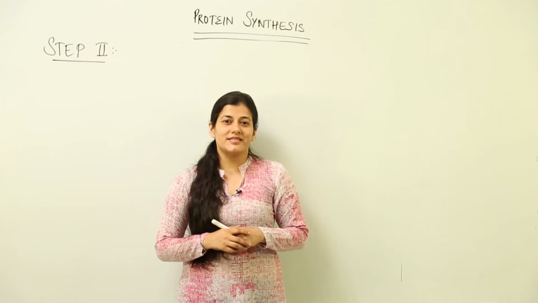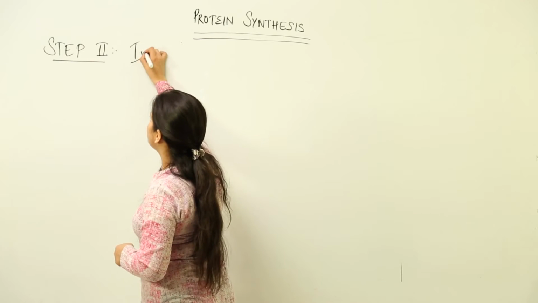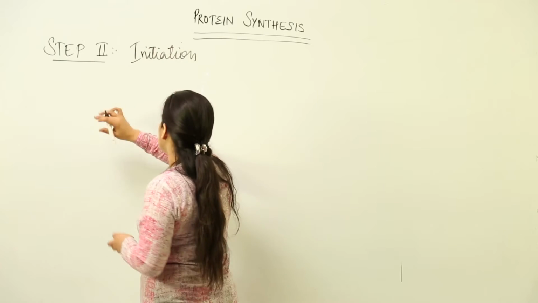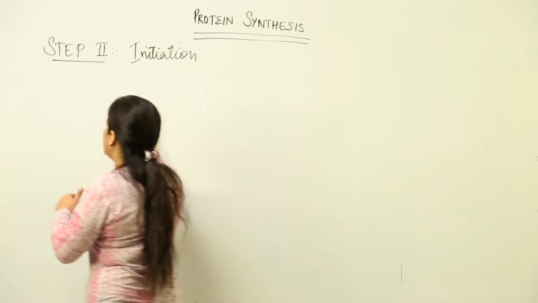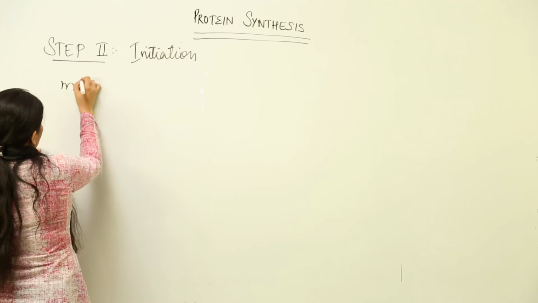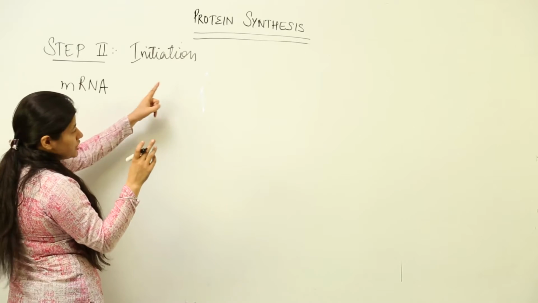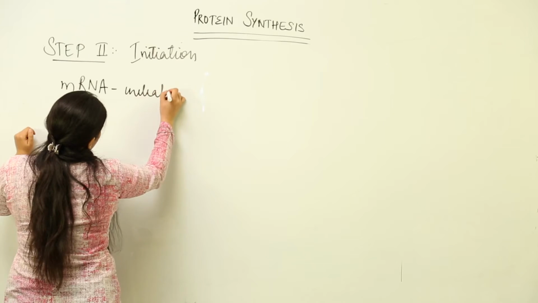Now, what is the second step in protein synthesis? That is initiation. Now, initiation of what? Initiation of elongation. Now, what happens in initiation is, what all do we have in initiation? First of all, we are going to have mRNA, and at that side this initiation would begin, where we have initiation sequence.